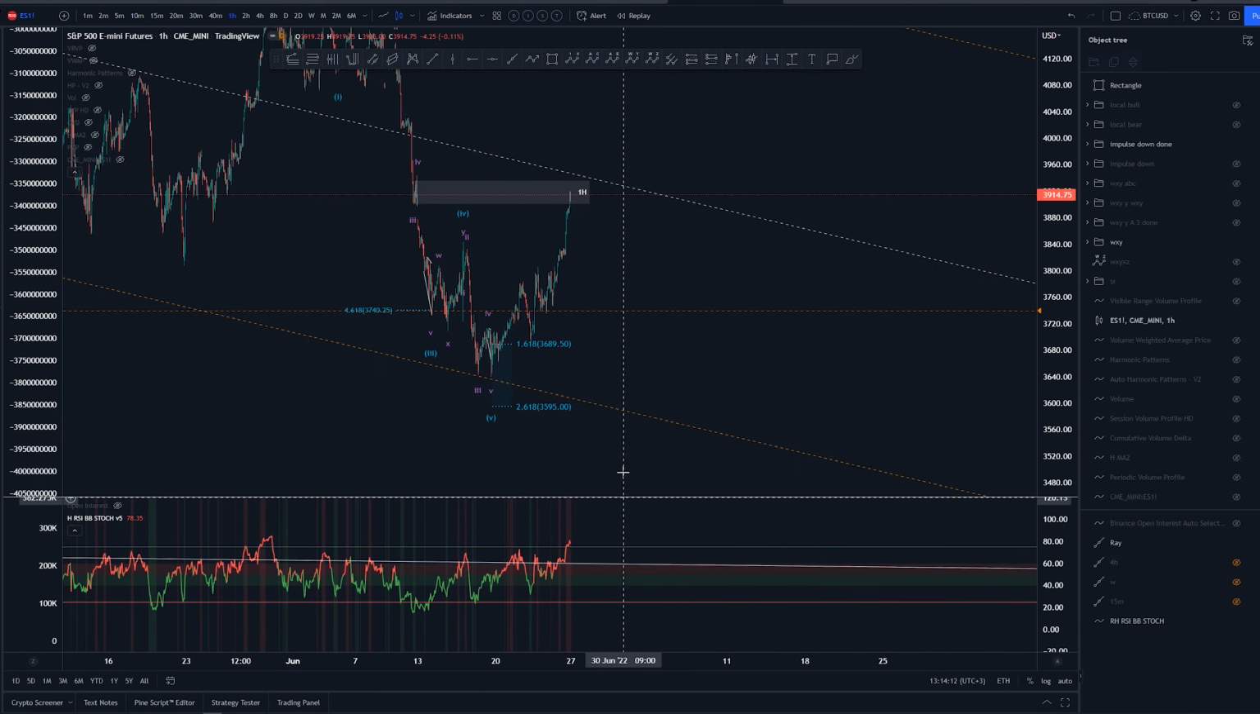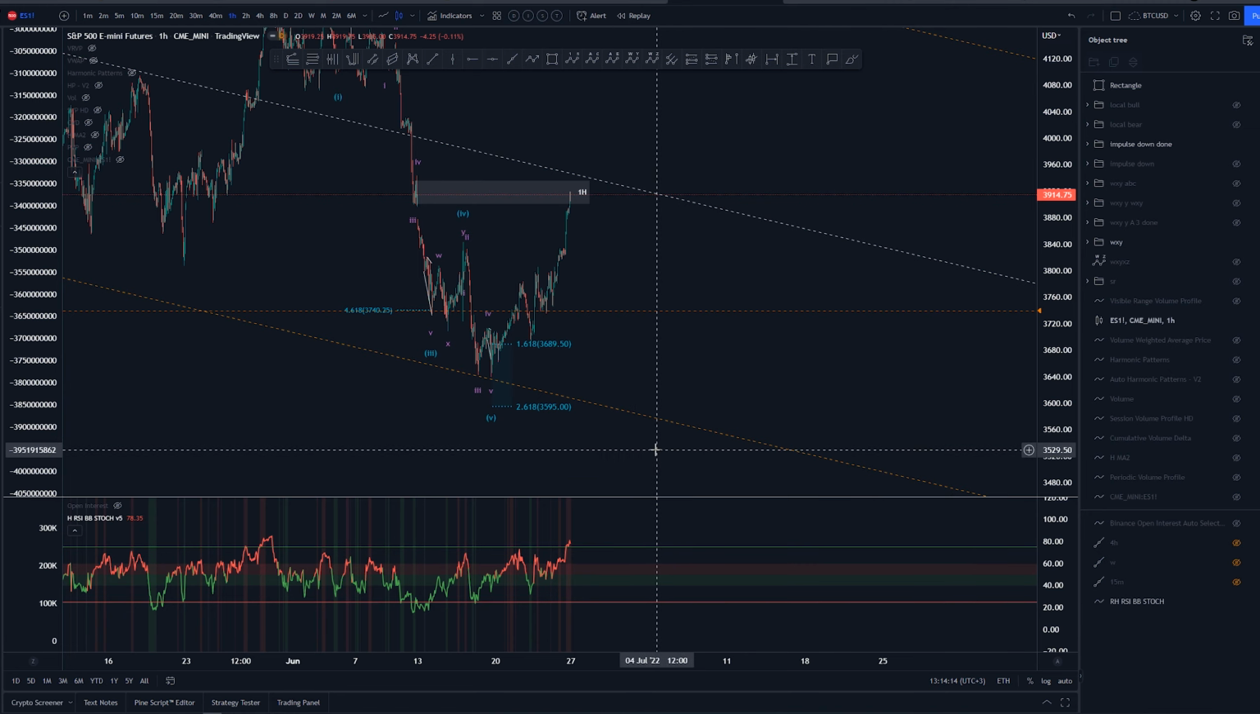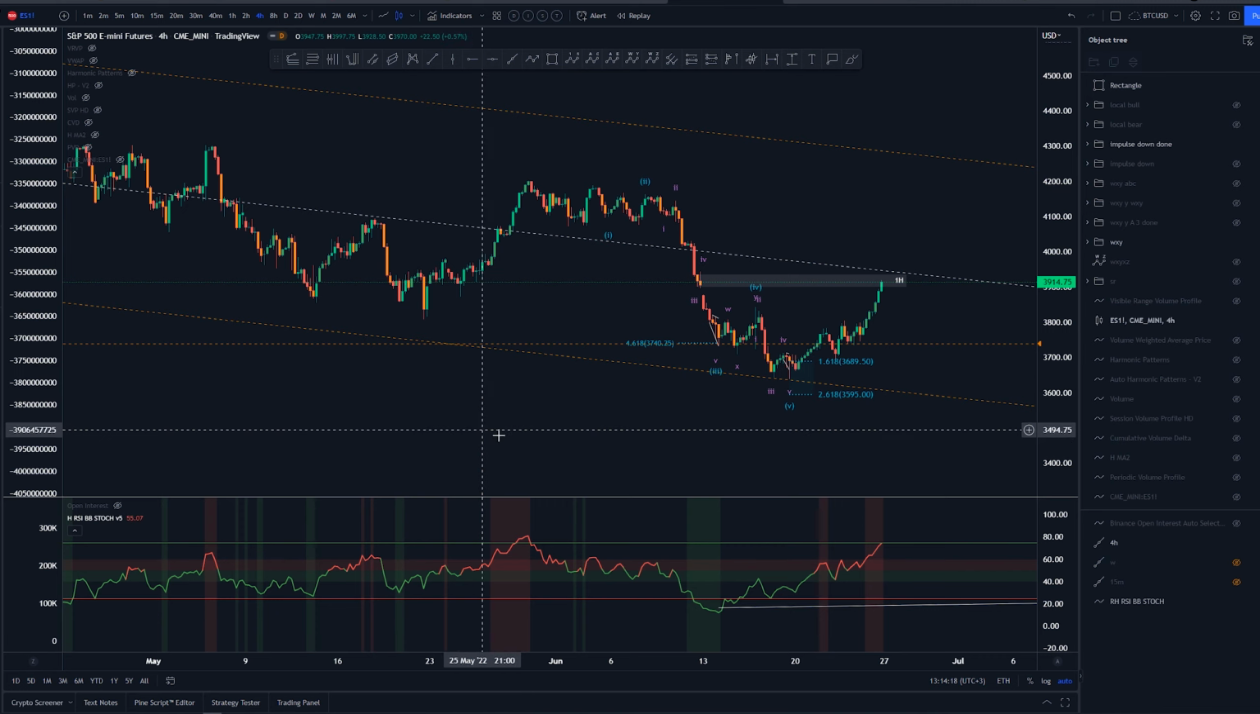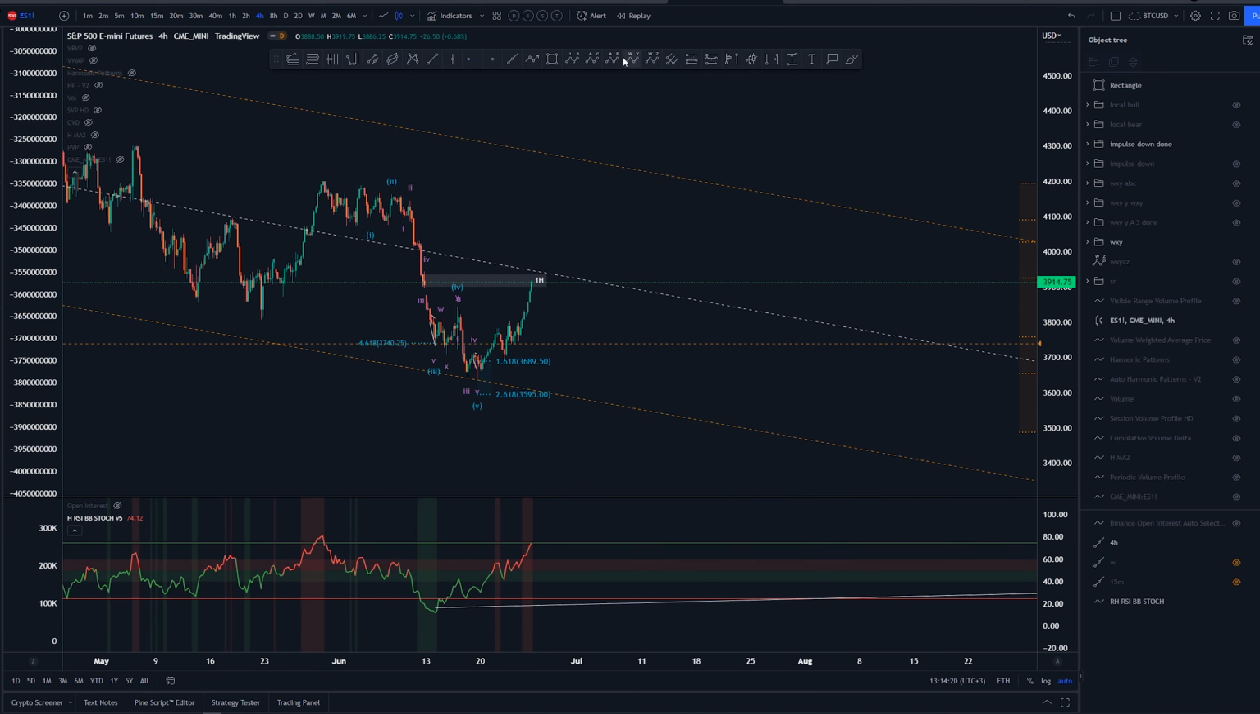Did we have some in here? I have so many lines, too many lines here. Let's go back to 4 hour maybe. We had this trend line coming down, and we did break it with the wave 4. That is something that happens quite often, but not always.